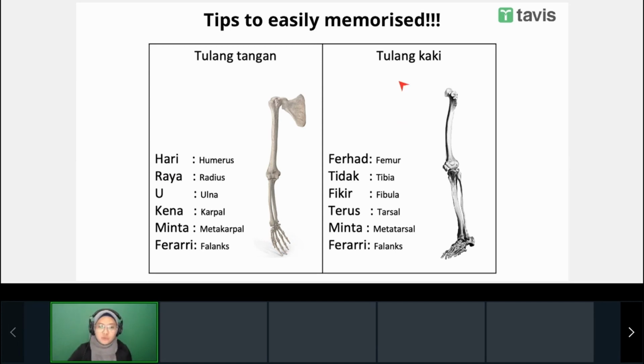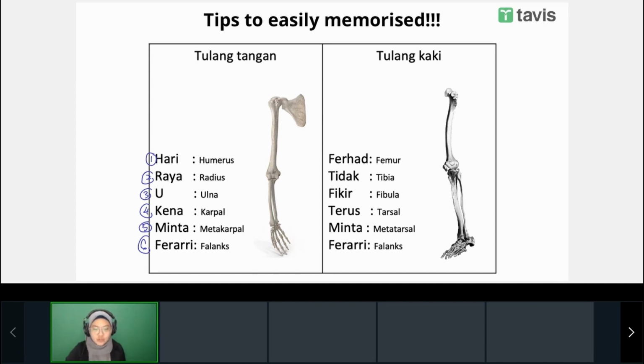Okay, now, how to memorize? Here are some tips to memorize the hand bones and the leg bones. I will give another acronym for today's topic so that you can easily remember the structures of the human hand bone. Let's number it first: 1, 2, 3, 4, 5, 6. We have 6. Hari Raya, you kena minta Ferrari. You don't minta duit raya, go minta Ferrari.